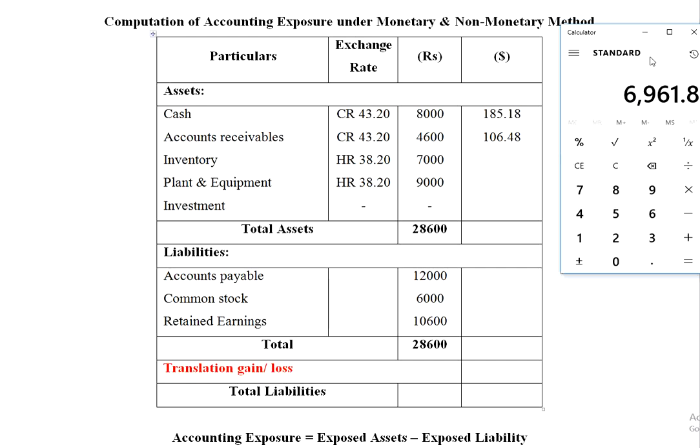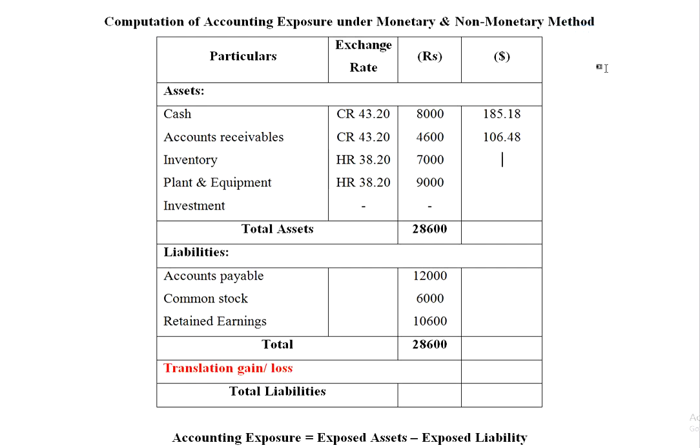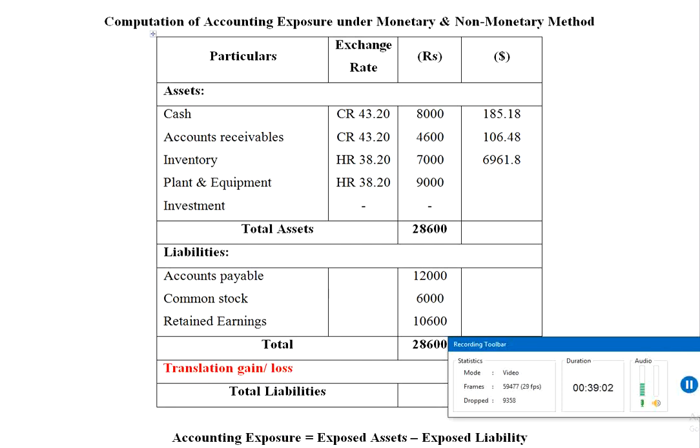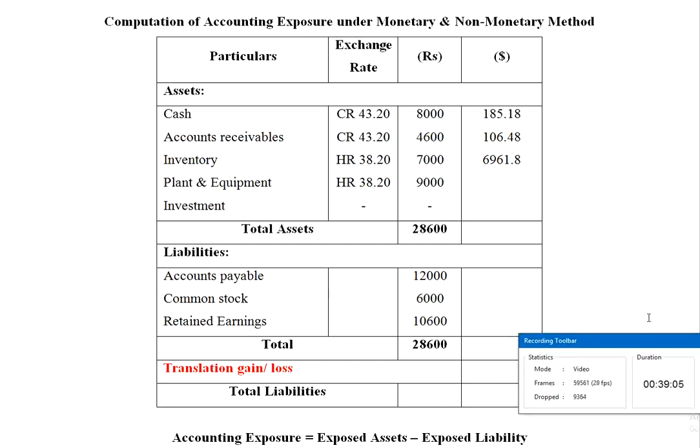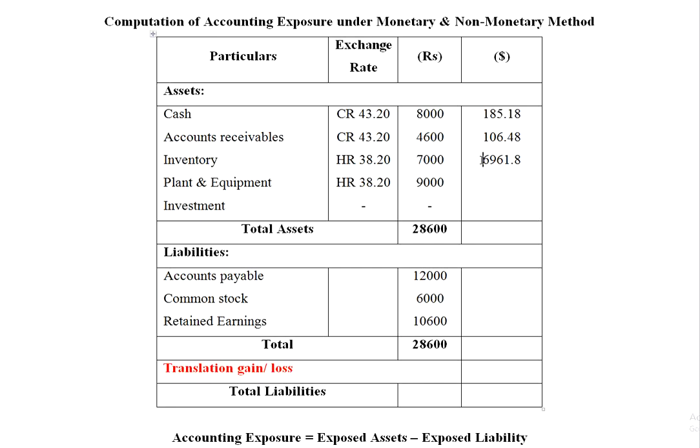Sorry, I did something wrong, I guess. Let us try it again. 7,000 minus 38.20, it is 6,961.8. Did I do something wrong? Let me please check it. Sorry, I did something wrong over here. Let us do it again. This is not the right value. So let us come out with the calc.